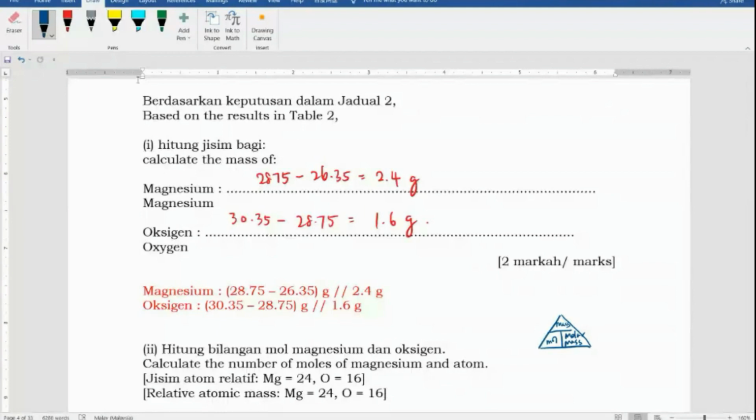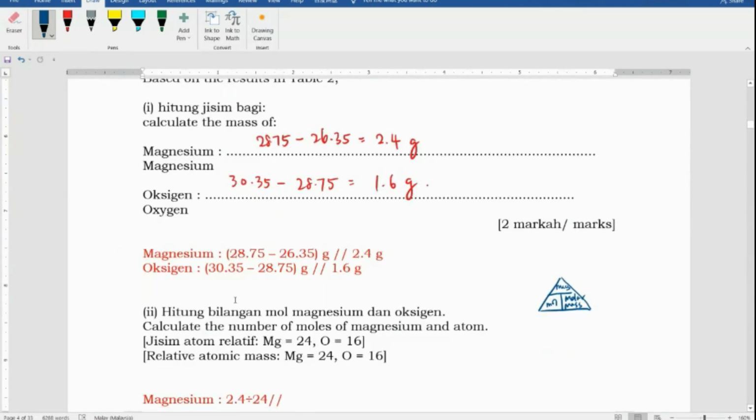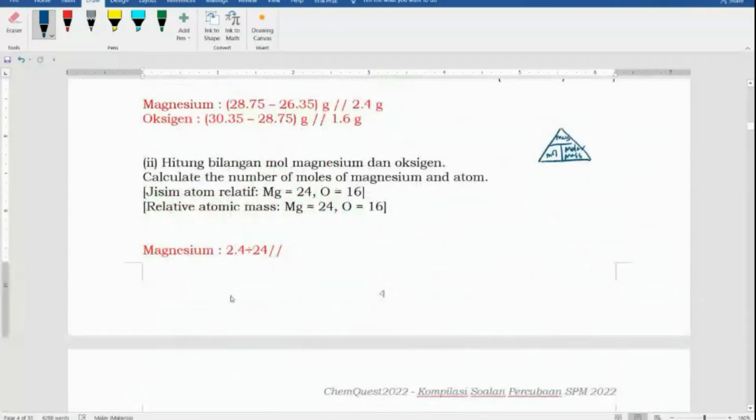0.1 mole. Okay, so magnesium is 0.1 mole. Okay, another one, for oxygen. Magnesium is 0.1, correct. Oxygen, 0.06. Adrian, how did you get 0.06? What is the mass?